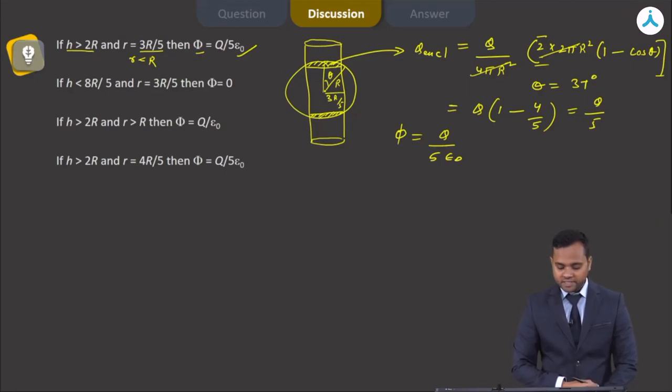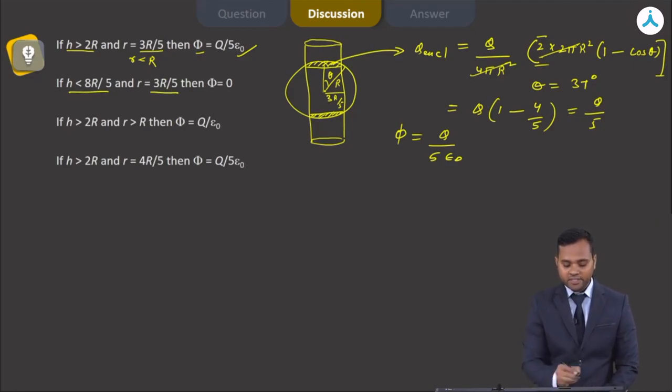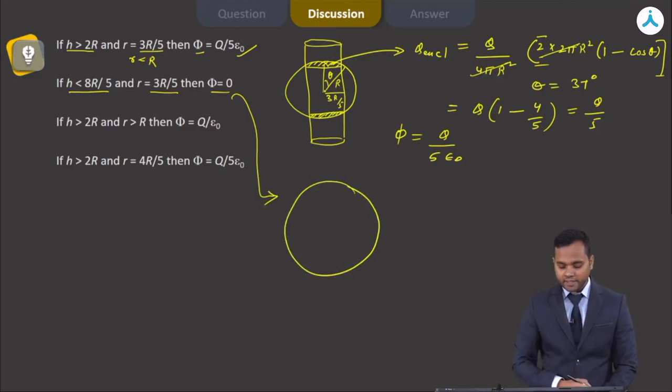If you see, the second option says that h is less than 8R by 5, r is equal to 3R by 5, and phi is equal to 0. If we see this option, let us draw the figure for this. Let us first try to see the location of the cylindrical portion. So here h is less than 8R by 5 means this can be totally inside the spherical shell, or some part of it can lie outside also.